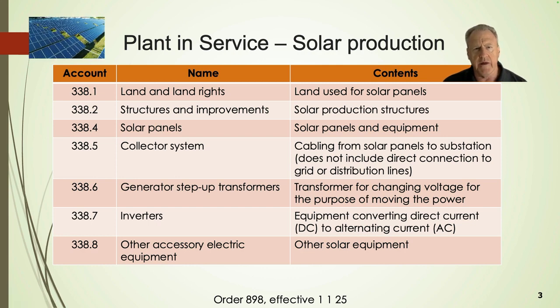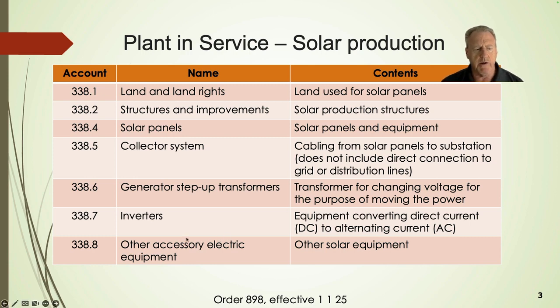Now, the one area that is missing from this is battery storage. So if you have battery storage that is specific to your solar assets that is coming off of your solar system, you probably would put that into the 338.8 section right here, other accessory electric equipment. So it's the catch-all other category for those types of assets.